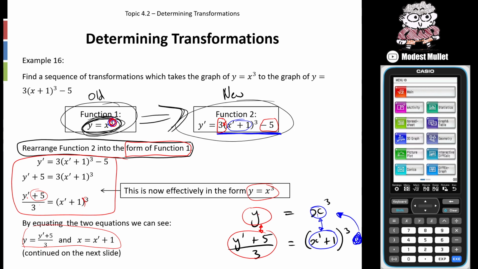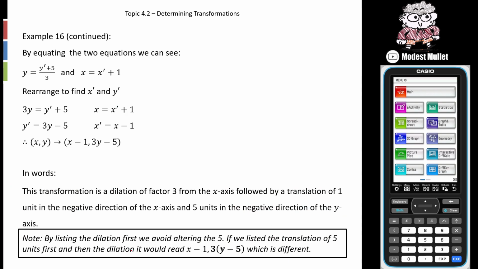We get these two equations: y is equal to y dash plus 5 on 3, and x is equal to x dash plus 1. And if we keep going, what we want to do is rearrange them to get x dash and y dash by themselves. Because we're effectively doing the whole process in reverse, we want to know what the new coordinates are relative to the old ones. Once we rearrange these two equations, we can see that y dash is equal to 3y minus 5 and x dash is equal to x minus 1.